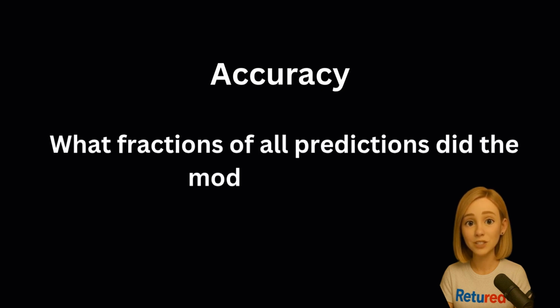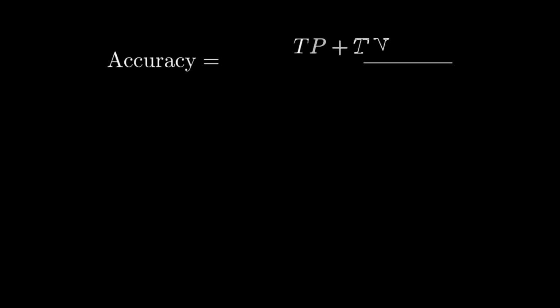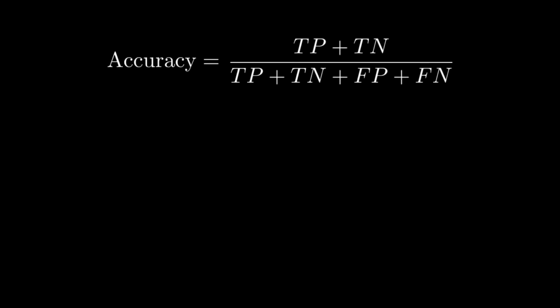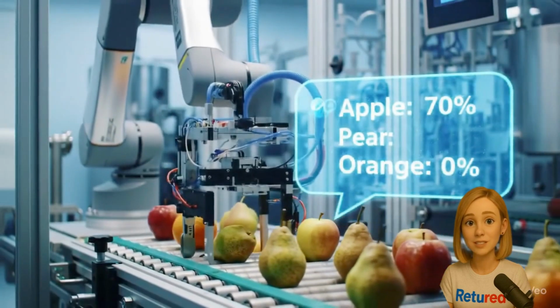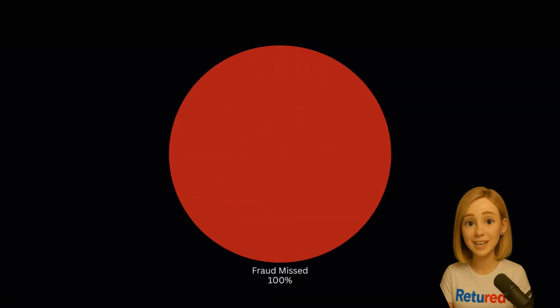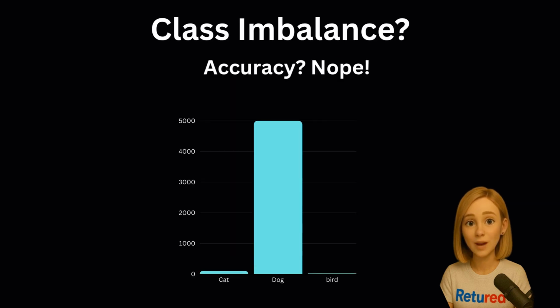Let's start with the one we already know, accuracy. It asks the simple question, what fraction of all predictions did the model get right? You just add up the correct predictions, TP and TN, and divide by the total number of predictions. But remember our fruit sorter? Or imagine a fraud detection system where 99.9% of transactions are normal. A lazy model that just predicts not fraud every time will be 99.9% accurate, but it will miss every single fraudulent transaction. It's useless. This is why accuracy is dangerous for imbalanced datasets.